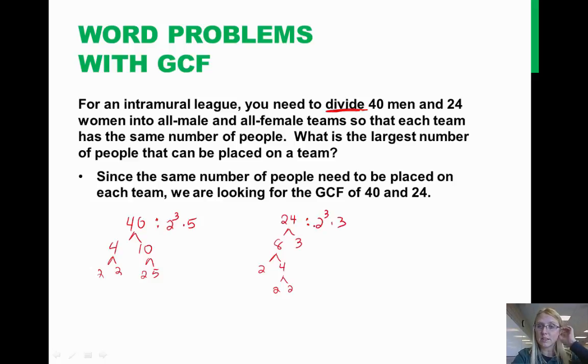Now, we see that in both problems, only the prime number 2 goes into them, and the smallest exponent is the third power. So 2 to the third power is 8. So our greatest common factor in this case is 8. So what is the largest number of people that can be placed on a team? It's 8 people.